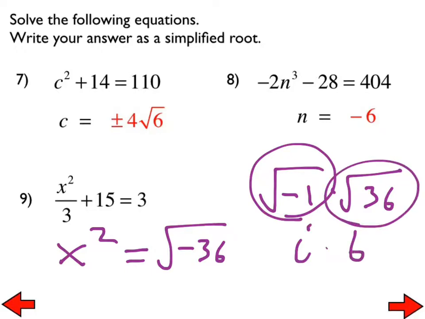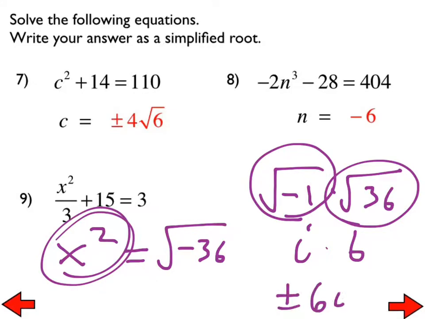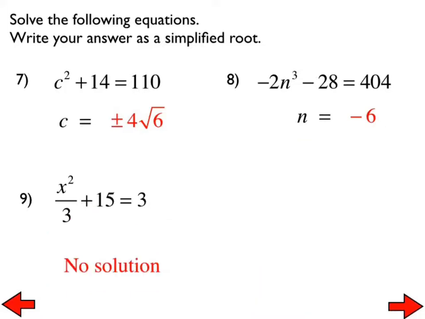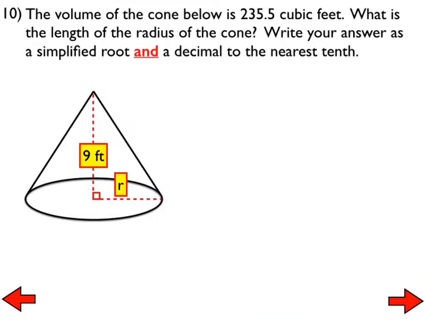But the only thing we have to remember, we are solving an x squared equation. So if you're going to write it as an imaginary number, you need to make sure you write it the correct way. So either no solution, no real root, or plus or minus 6i for that. All right, we have 2 problems left.